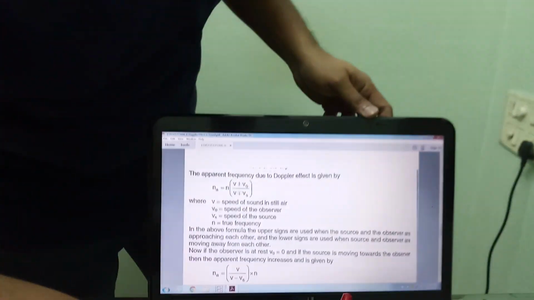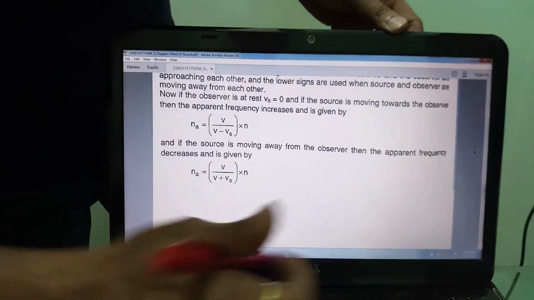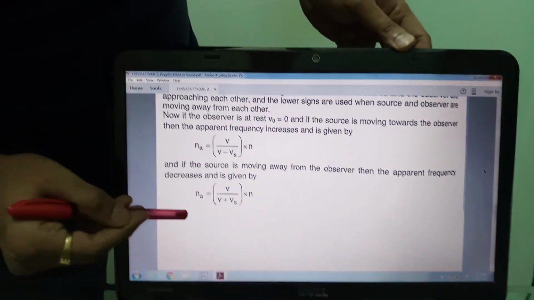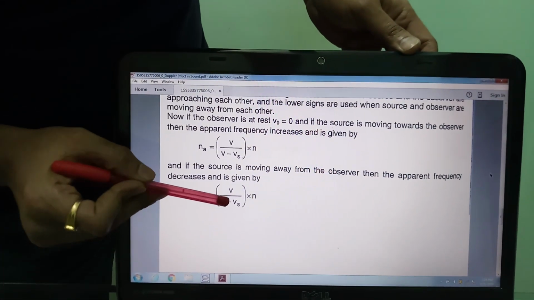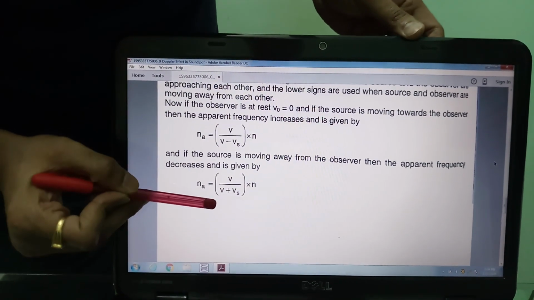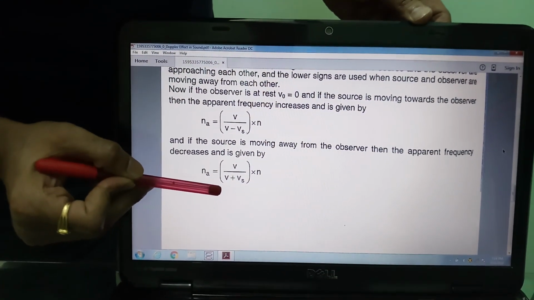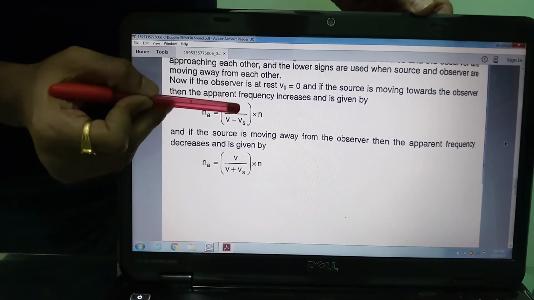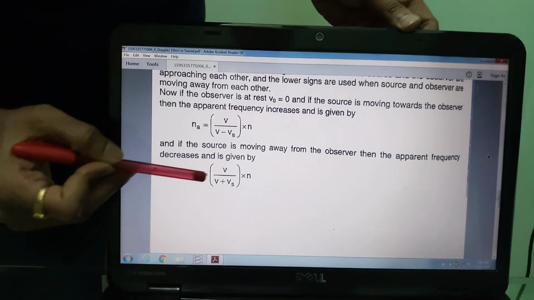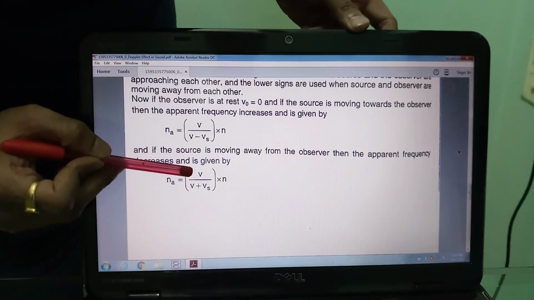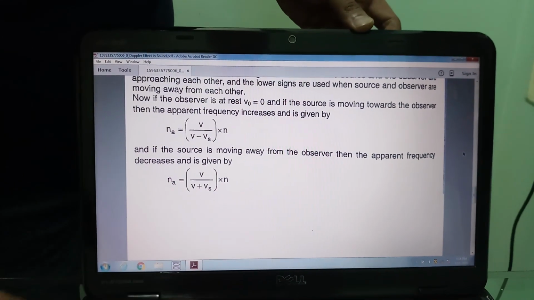Let's see it on the laptop. Let's go for the formula. I'll show the formula. Now this is the formula for which the observer is stationary but the source is moving away from the observer. This was for towards the observer. So it is Na is equal to N in the bracket V upon (V plus Vs).